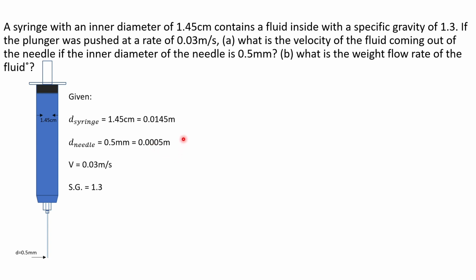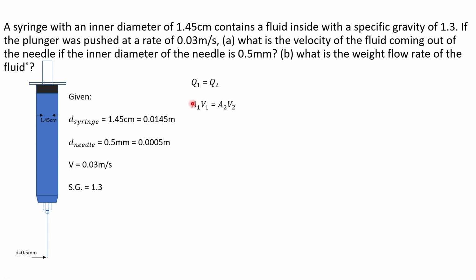So to solve for the velocity of the fluid inside the needle, we need to keep in mind that we are dealing with continuous flow. So the discharge in the cylinder is equal to the discharge inside the needle. So Q1 is equal to Q2 based on the continuity equation, and discharge is equal to area times velocity.